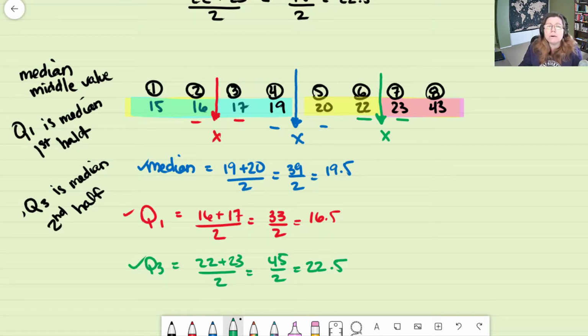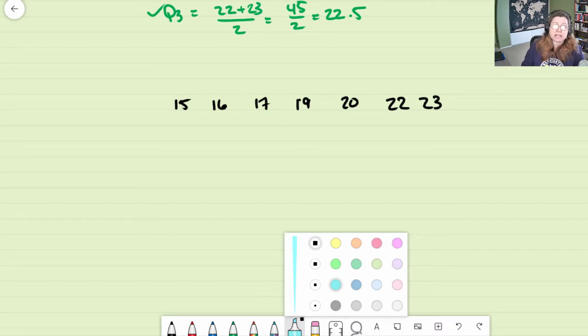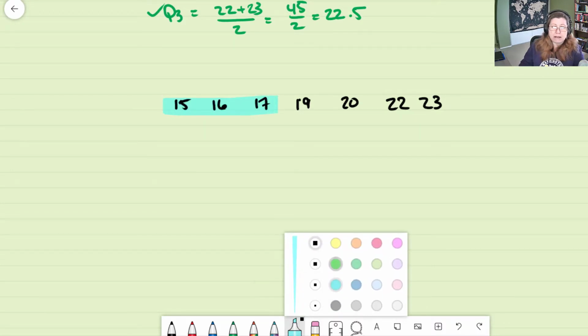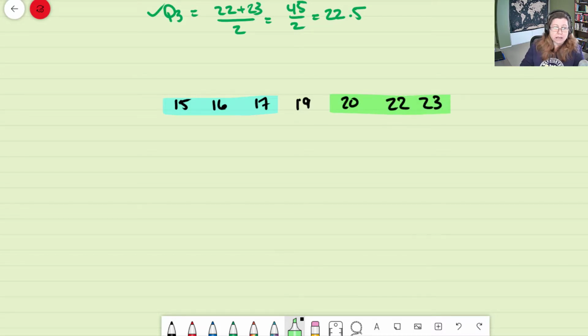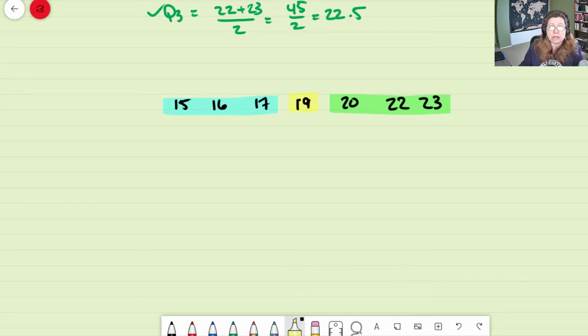Now you might be wondering, do we always have to take the average of two values? And the answer is no. So I'm going to use that same list. The only thing I did was I cut off that 43. If I am looking for the median, I'm looking for the middle number. So I'm going to highlight half my values in blue. So I've got half of them in blue, and I've got half of them in green. And in fact, I've got one value that could be both in blue and both in green. And therefore, 19 is my median. It's sitting in the middle of my list.